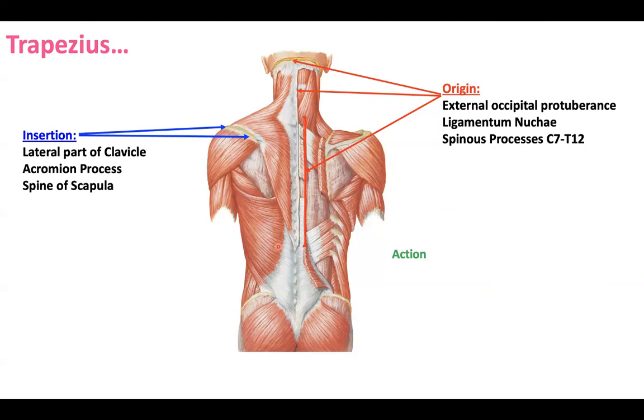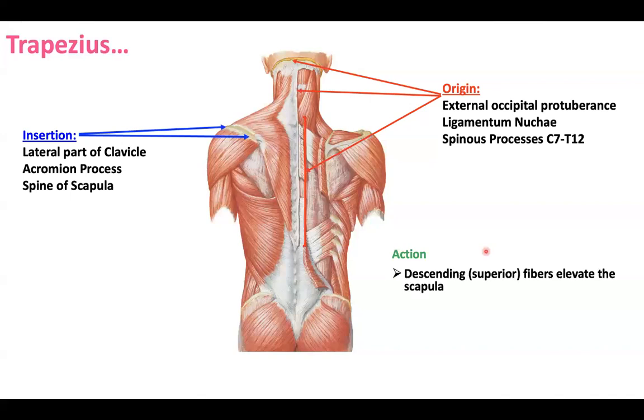Before we see its action, let's see the arrangement of fibers. When we see trapezius, as you see here, it has three groups of fibers based on their arrangement: superior, middle, and inferior fibers. The superior fibers are descending fibers. The middle fibers are horizontal fibers. And the inferior fibers, as you see, ascend.